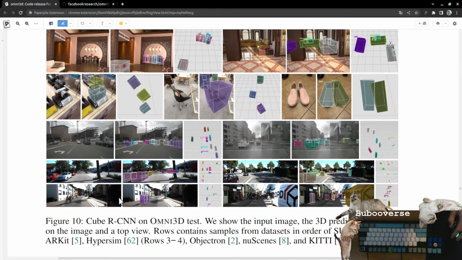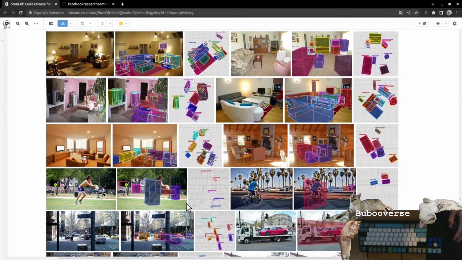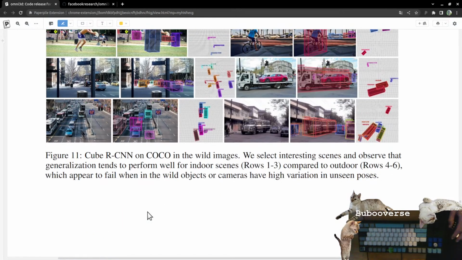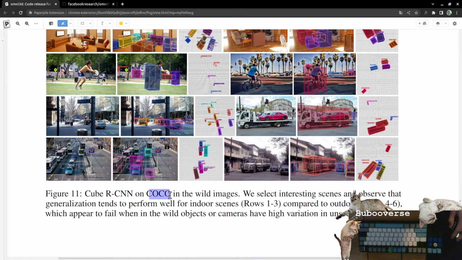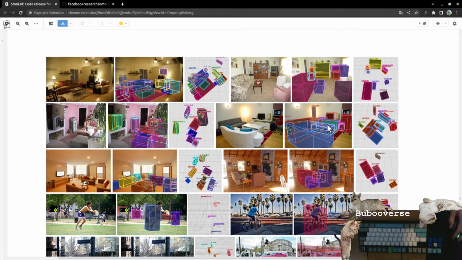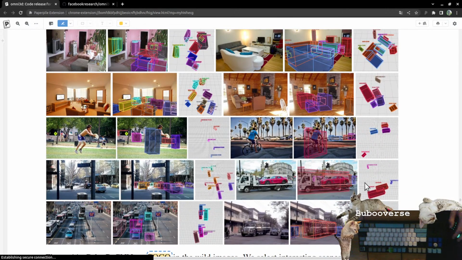This is autonomous vehicle data, so get the cars. It's pretty good bounding boxes for the cars. This is kind of a weird one here. You have this human jumping for a frisbee. The bounding box for the human is actually wrong. I wonder what the ground truth one is. So these are COCO images, so these images don't have a ground truth. I think that's why they don't show the ground truth.